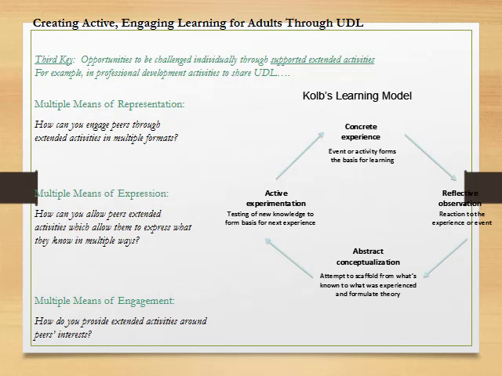The third and last key to connecting UDL and Kolb is to provide students with the opportunity to actively experiment through additional activities that follow the initial learning. For example, encourage the students to share what they learned in a different format from how they learned it. If they learned in a lecture, maybe have them find an infographic that expresses the same points.